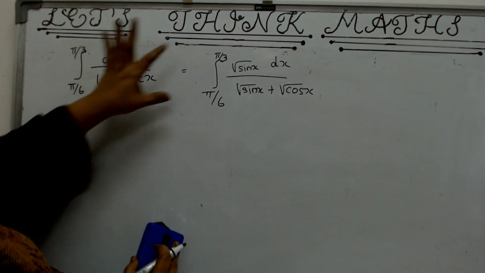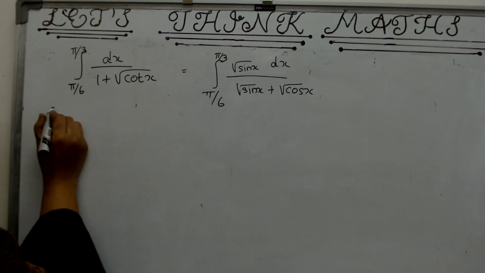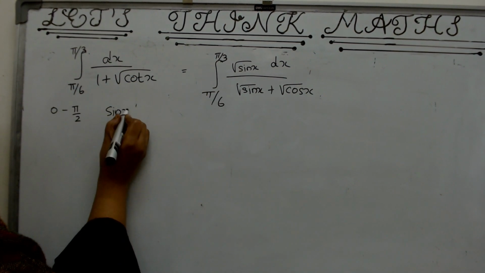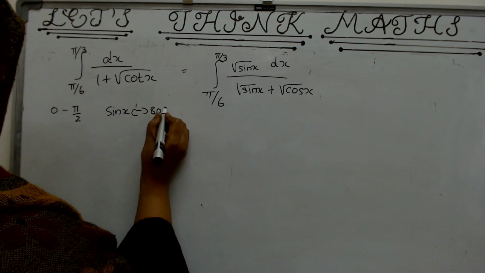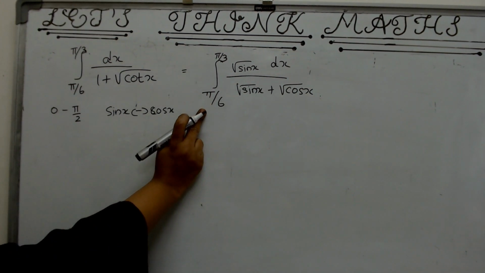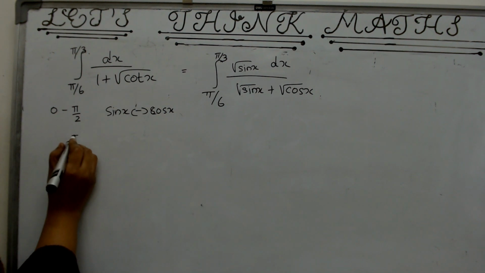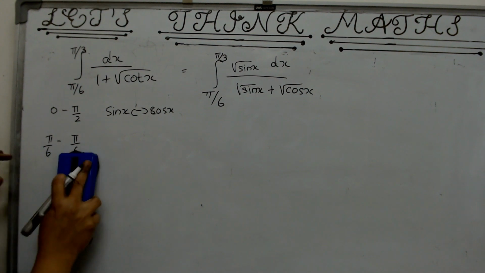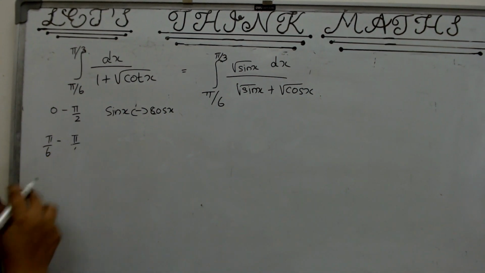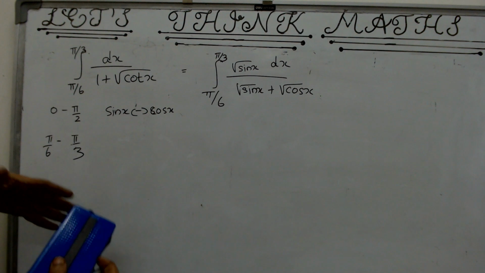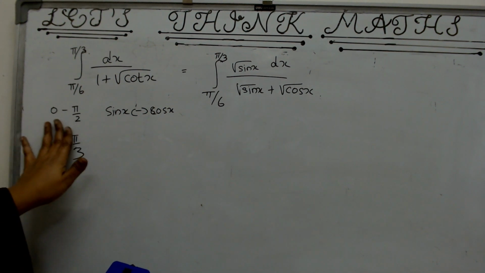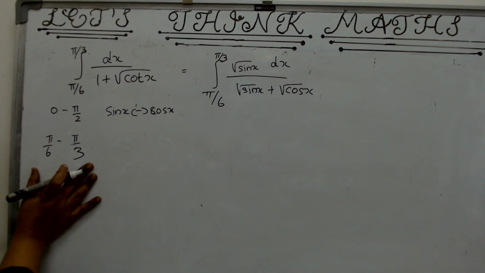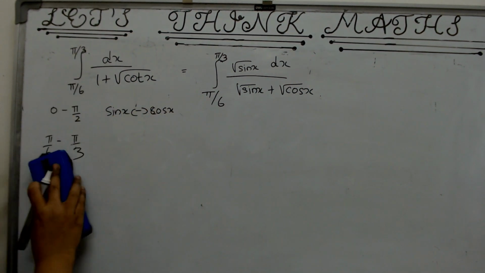But then look at the limit. We know that from 0 to pi by 2, we know that sine and cos can be interchanged. But then what about pi by 3 and pi by 6? Add them, you will still get pi by 2. So whether you are integrating from pi by 6 to pi by 3 or from 0 to pi by 2, you add them up, both of them is going to be pi by 2. So in this place also, with this limit also, sine and cos you can interchange.